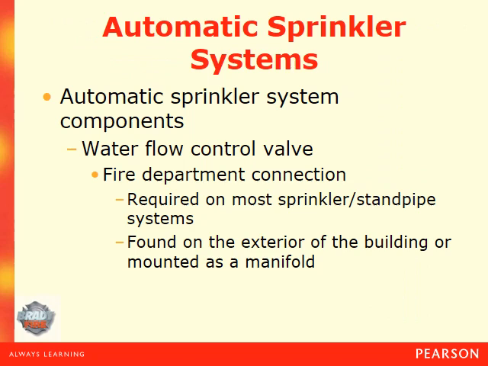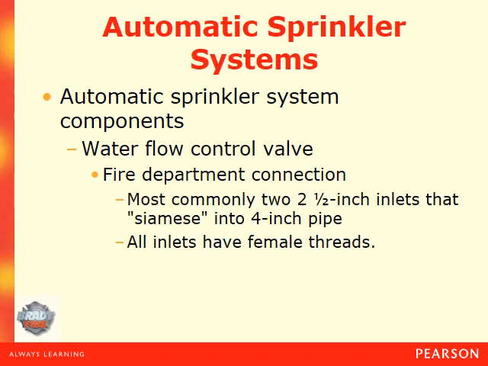Another important feature of an automatic sprinkler system is that it should have an FDC, or a fire department connection. This is required of most sprinkler and standpipe systems, as we discussed earlier with the standpipe system. This is found on the exterior of the building or mounted as a manifold. This is where the fire department can hook up either 2, 2.5, or 4-inch lines to some pipe threading, and then they connect directly to the system.